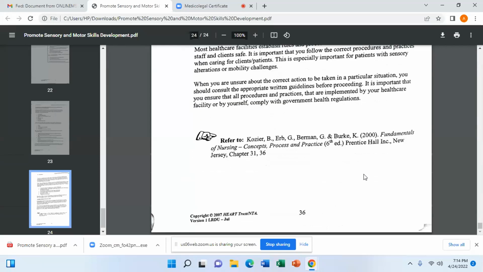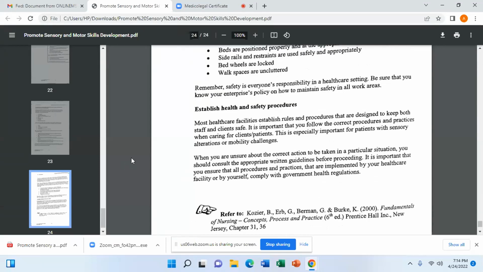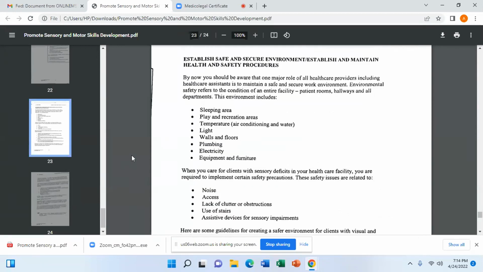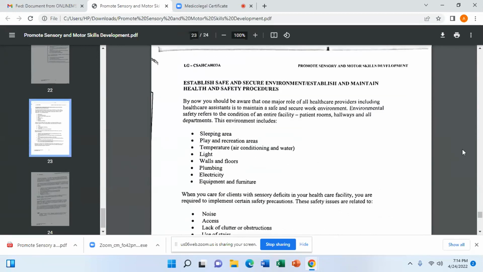All right? And that's basically it. So we're finished with sensory and motor.